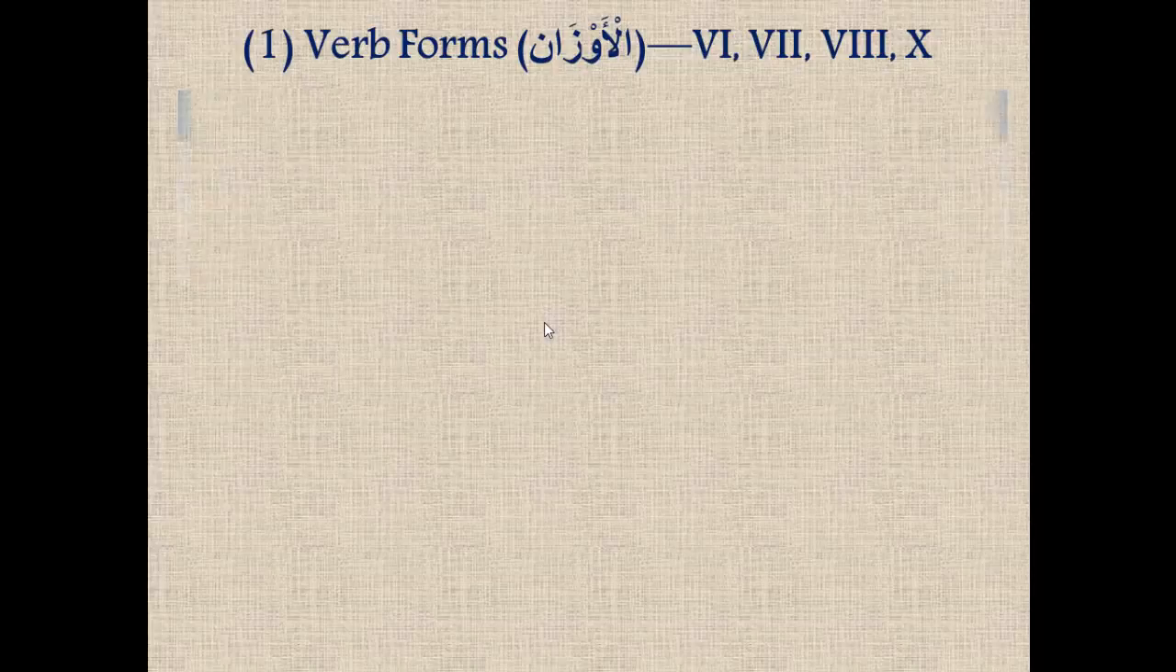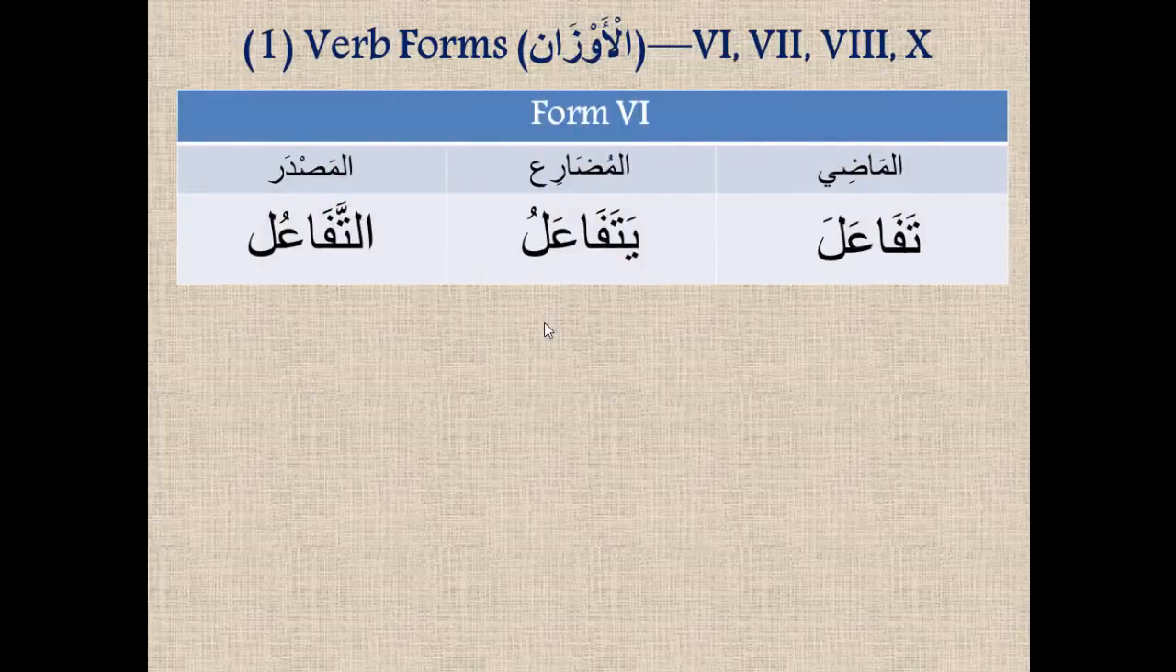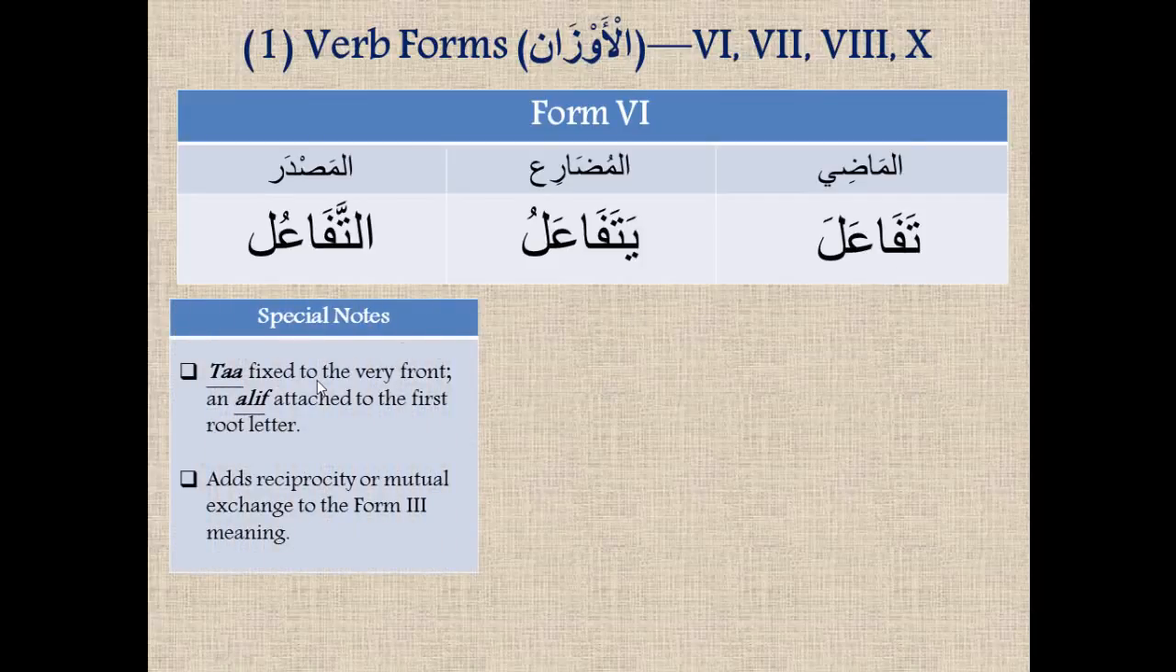Verb form number 6. The pattern for verb form number 6 is تفاعل يتفاعل التفاعل. What additions do we have? We have a ta fixed to the very front, and we also have an alif attached to the first root letter. So that gives us an elongation. And this looks basically like verb form number 3, فاعل, except with the ta in front. So verb form number 6 adds reciprocity or mutual exchange to the form 3 meaning.